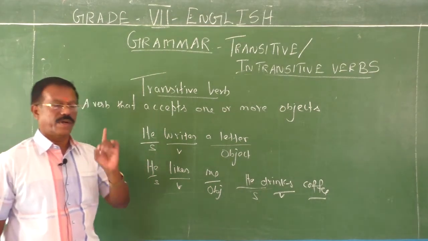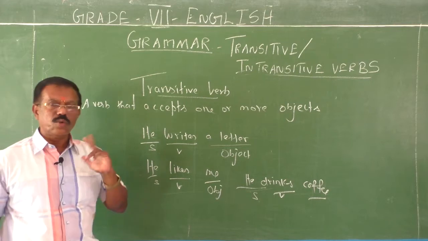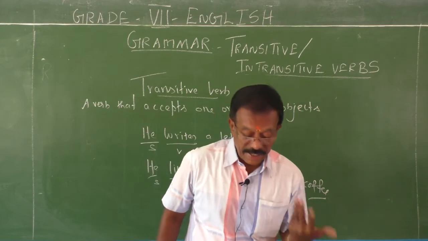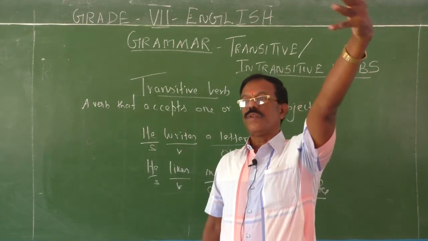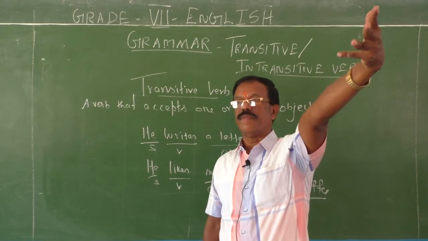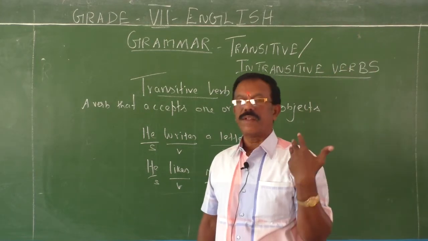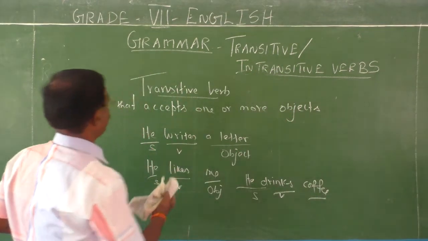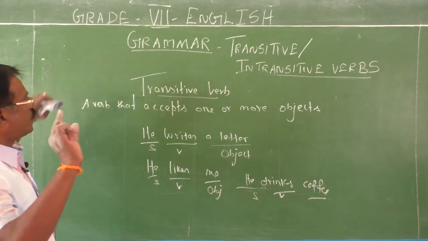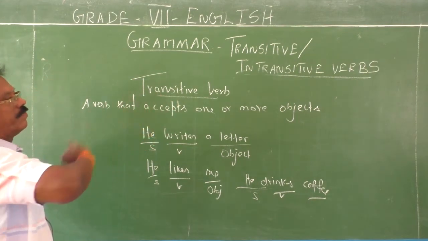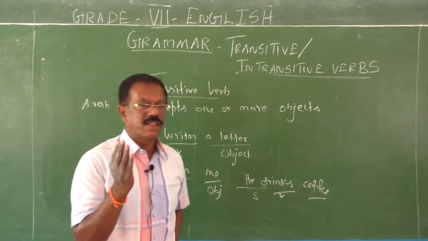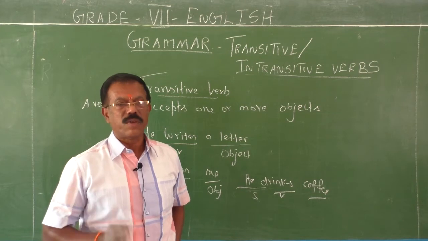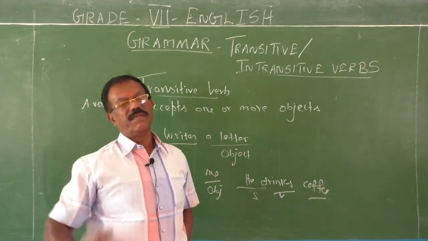Mono means single or one. A verb that takes two objects is called a ditransitive verb. In that case, if a verb allows two objects, then one is a direct object and another one is an indirect object. Okay children, now let me explain that concept. So in the example, what is a transitive verb? A transitive verb is a verb that accepts one or more objects. A verb that is used with the object to complete the sense is called a transitive verb. So a transitive verb allows an object to function with the verb.